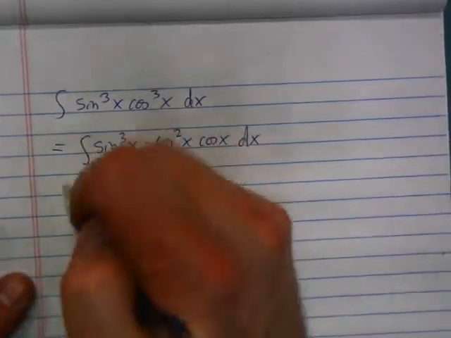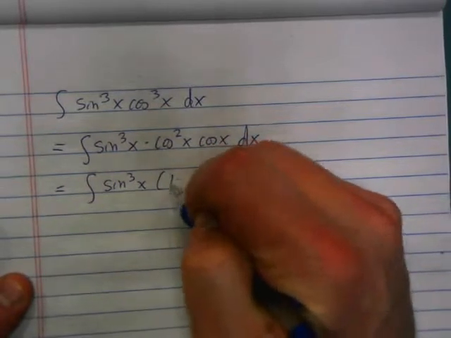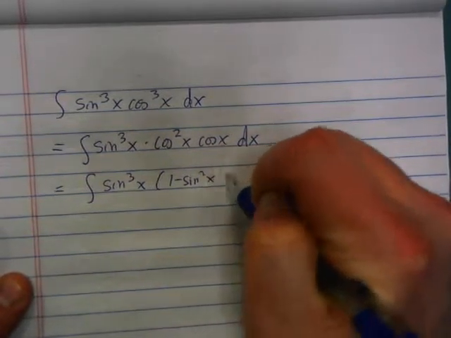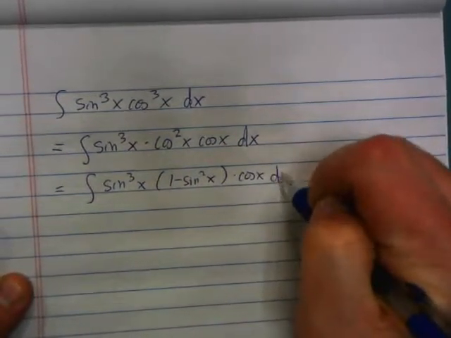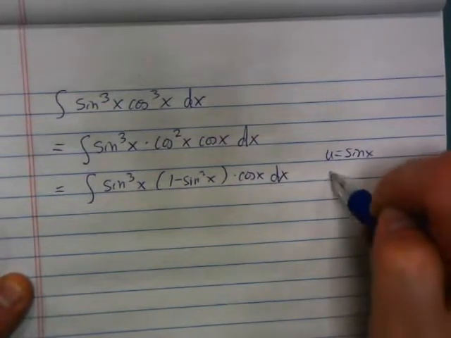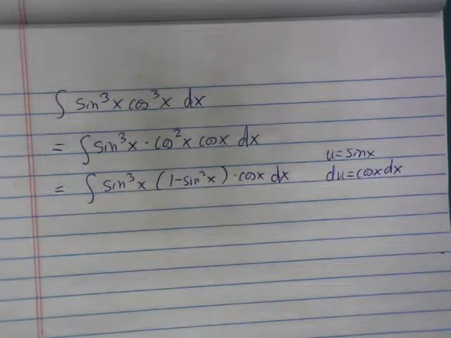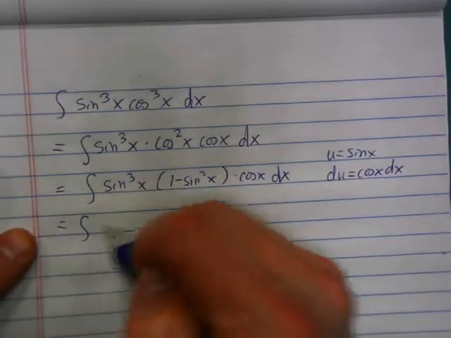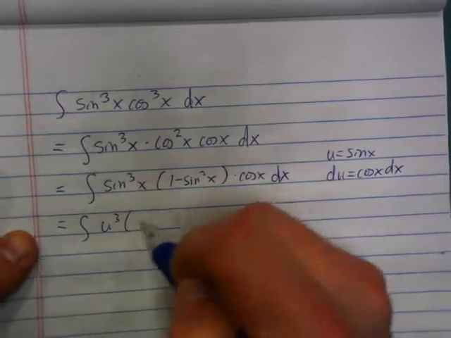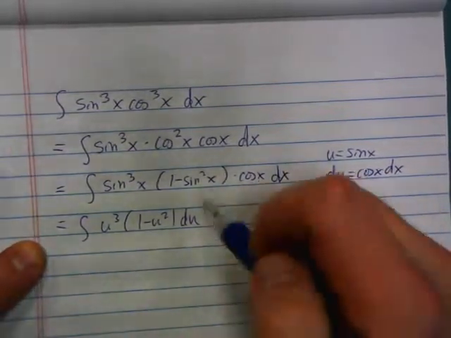All right, so this becomes the integral of sine cubed times 1 minus sine squared times cosine. Because I want u to be sine, du is cosine, and I don't have to worry about keeping track of that negative. So that's my way of doing it. That's my opinion. All right, integral of u cubed times 1 minus u squared du. And that's a pretty easy one from there.